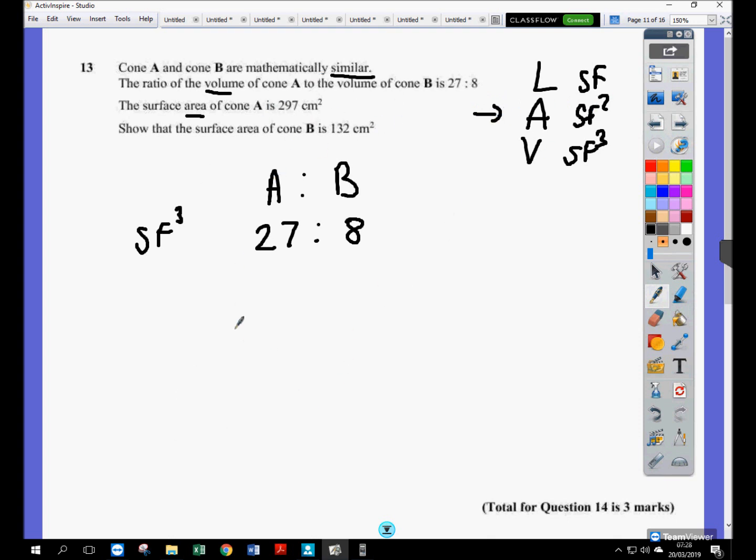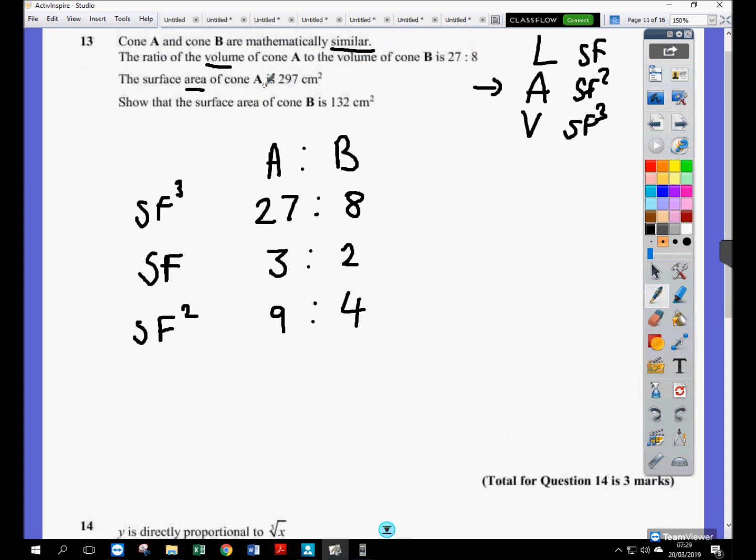So before I start looking at the rest of the numbers, I need to get to scale factor squared. I can do that by first of all cube rooting. It's quite hard to get from scale factor cubed to scale factor squared. So you cube root it, and you cube root 27, that's 3. Cube root 8, and that's 2. And then to get from scale factor to scale factor squared, you can square these numbers. So 3 squared is 9. 2 squared is 4.